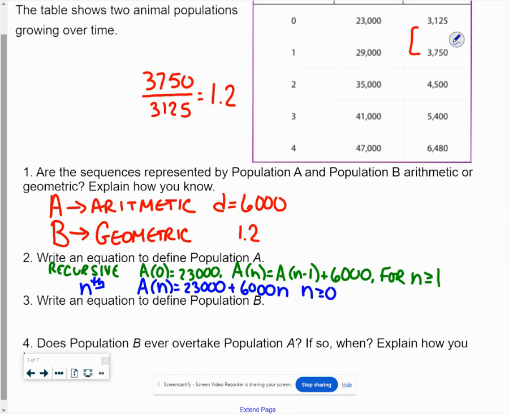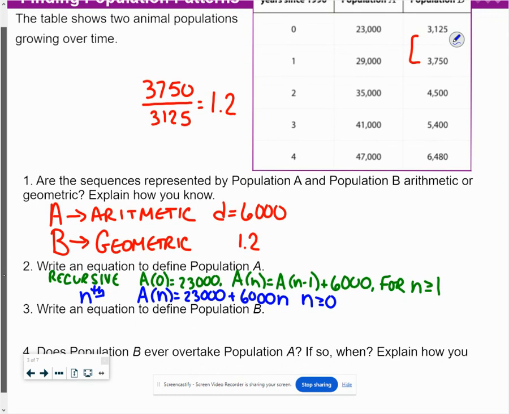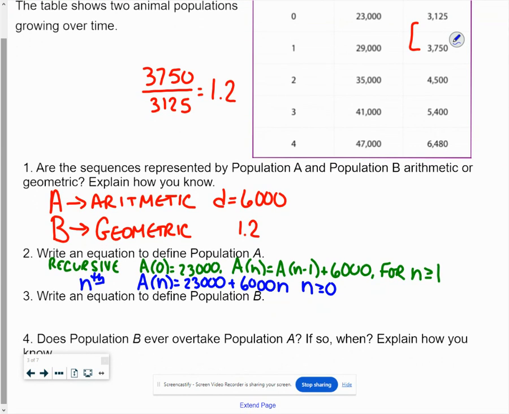All right, for number 3, it says, let's do that same thing for population B, right? And again, we've got year 0 in there, so we're going to have a geometric sequence for this one. But let's write the recursive form. I would start this one, because this is population B, we're going to say B of 0. This one starts at 3125.